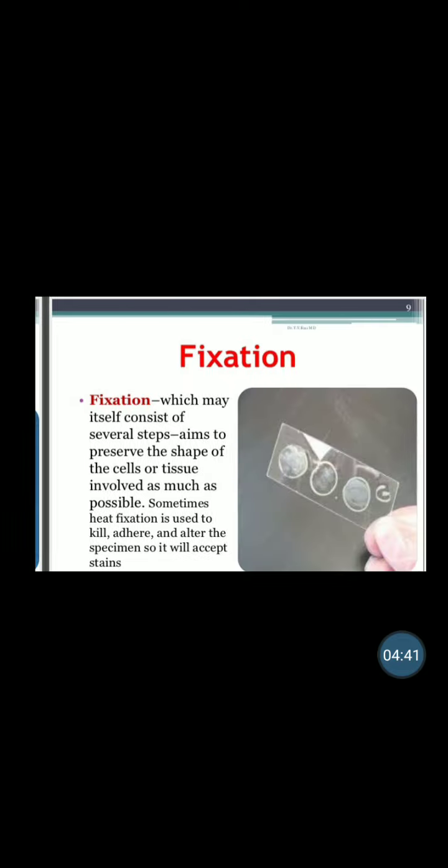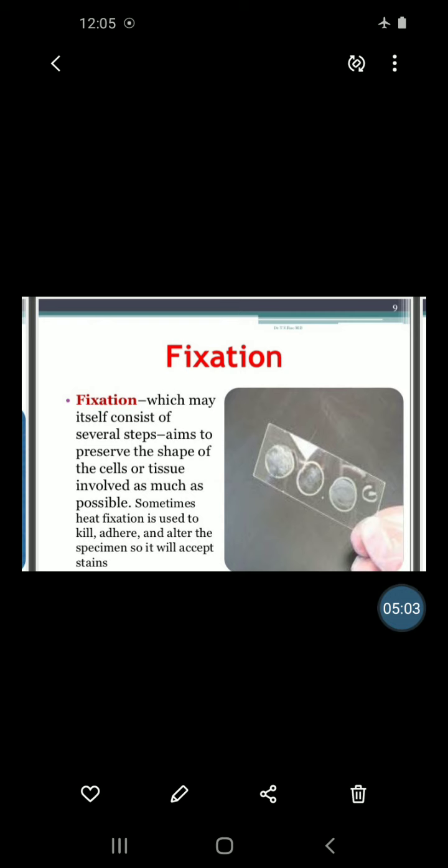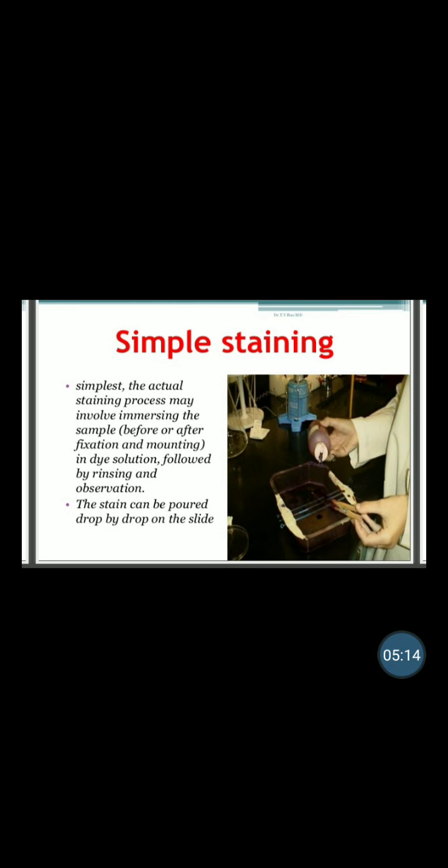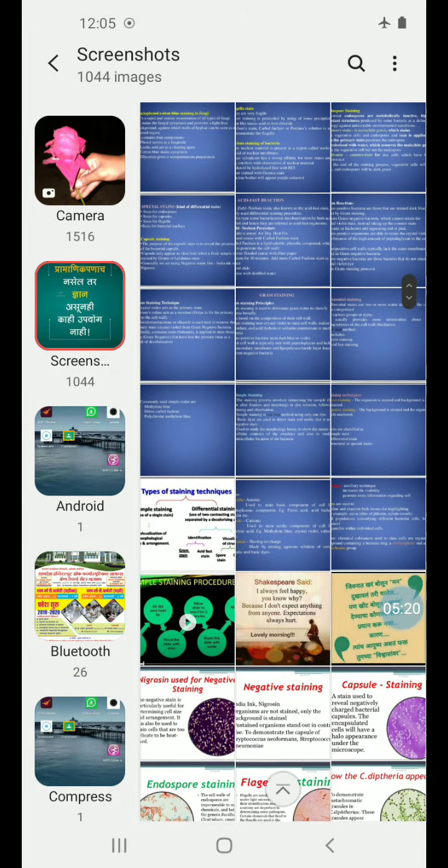Next, we will see the fixation. The fixation, which may itself consist of several steps, has the aim of preserving the shape of the cell or tissue as much as possible. Sometimes heat fixation is used to kill and adhere and alter the specimen so it will accept the stain. Next, we will see the actual procedure for simple staining. This is the basic of staining.